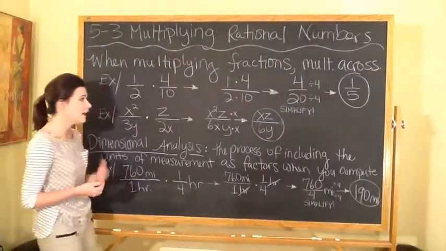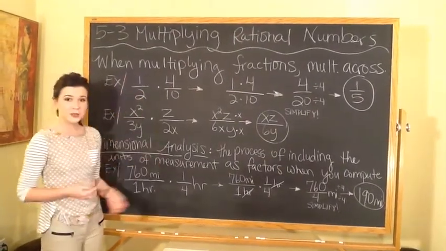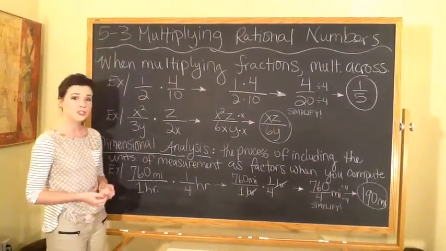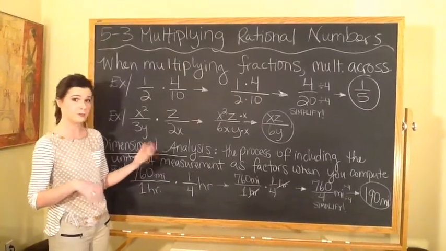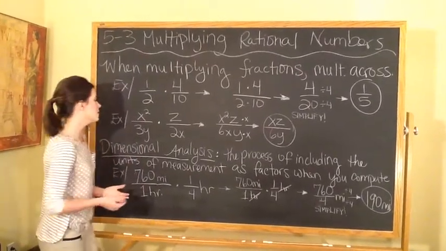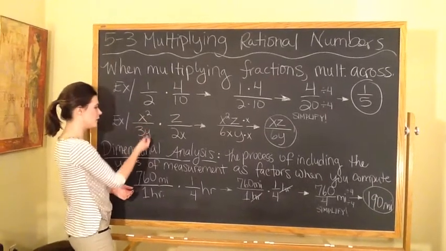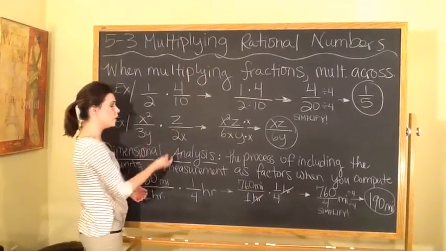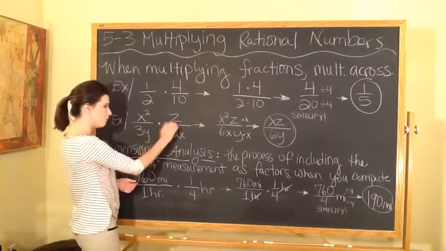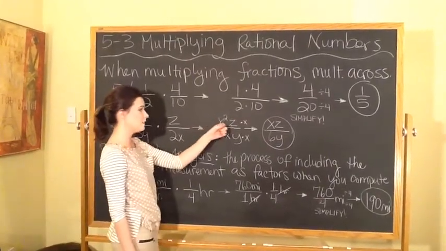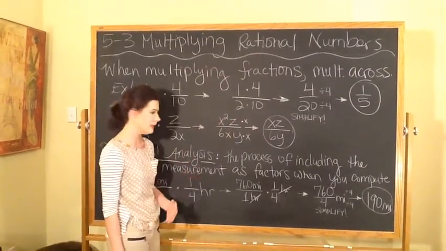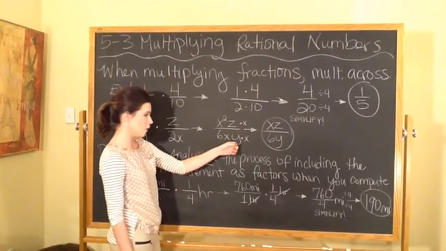Alright, it's a little bit easier when you do it with just numbers, but what happens when you're doing it with variables? You multiply across like usual. In this case we have x squared over 3y times z over 2x. We're going to multiply straight across. So now we have x squared times z, or x squared z, over 6xy.